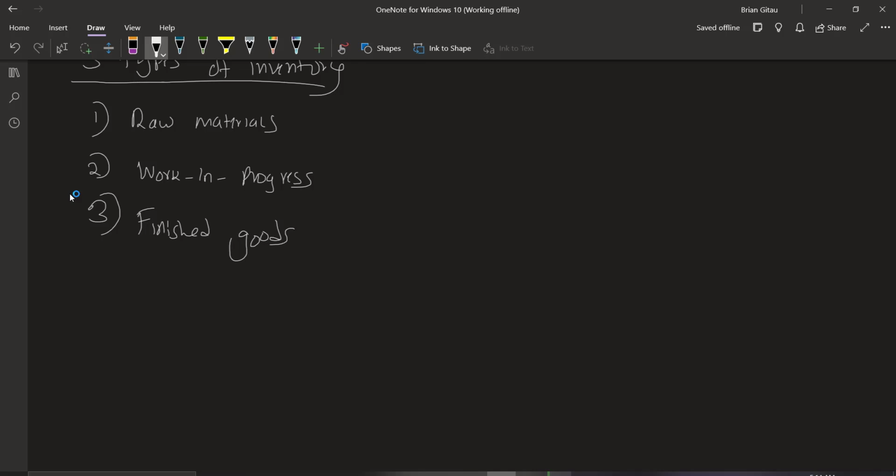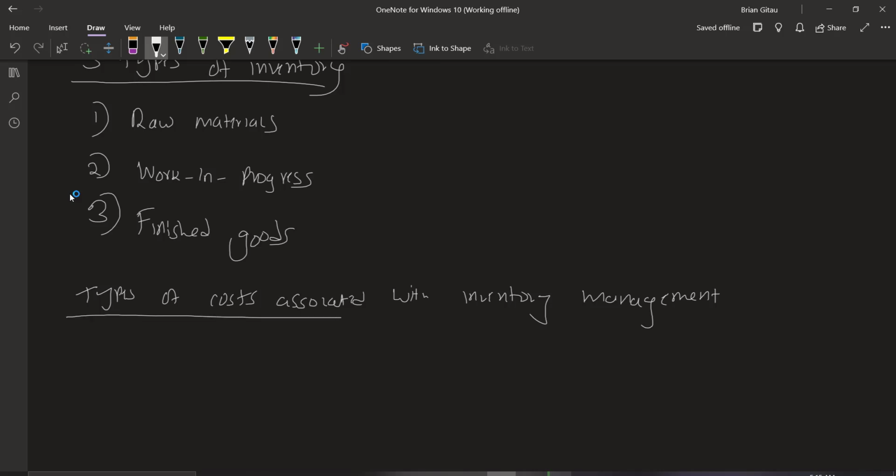Now, there are four major costs associated with inventory management. There are four types of costs associated with inventory management. The first one is what we call the holding cost.